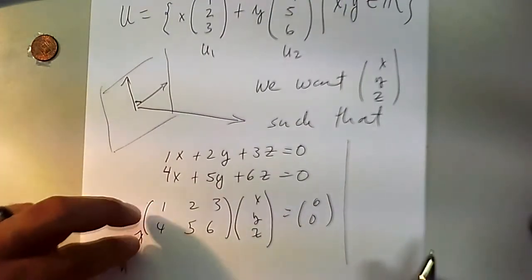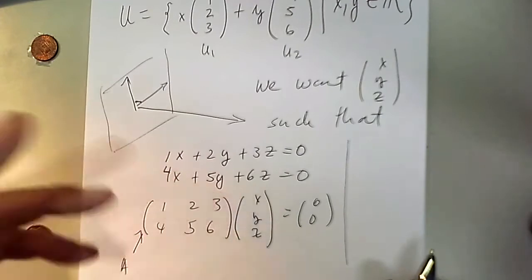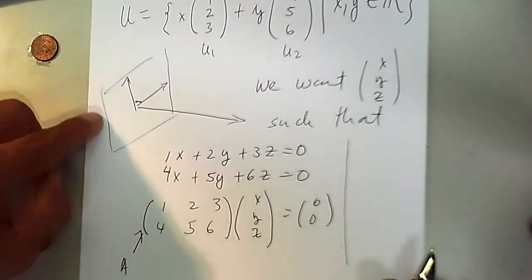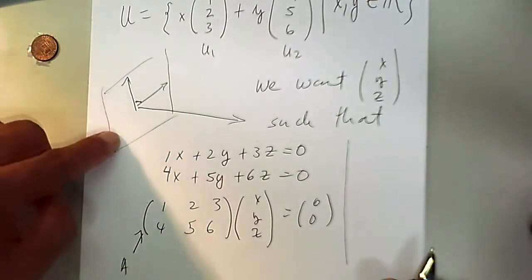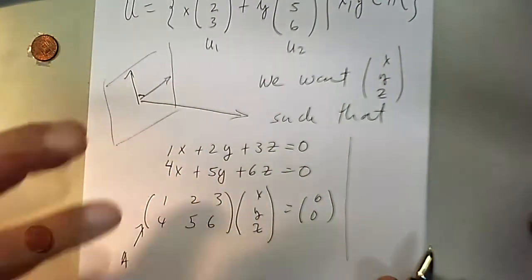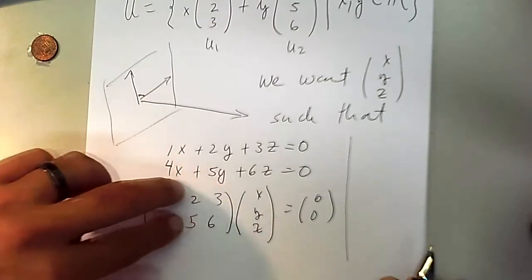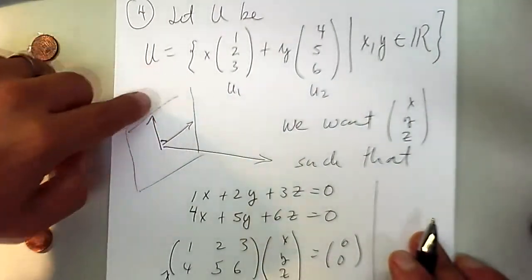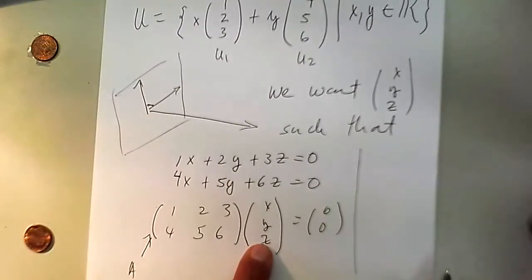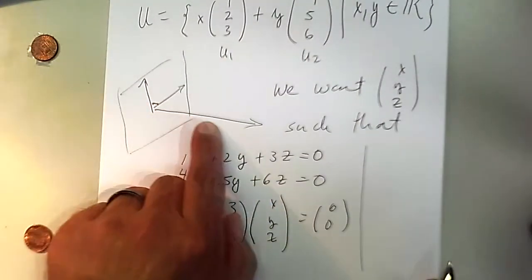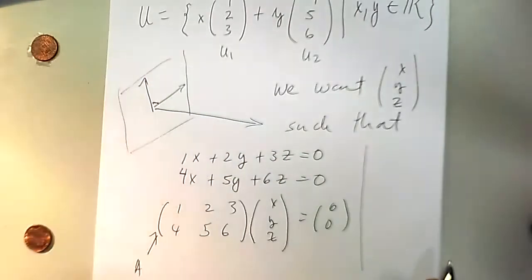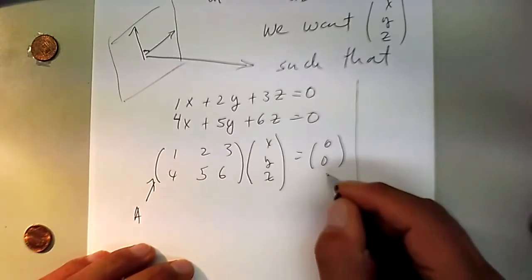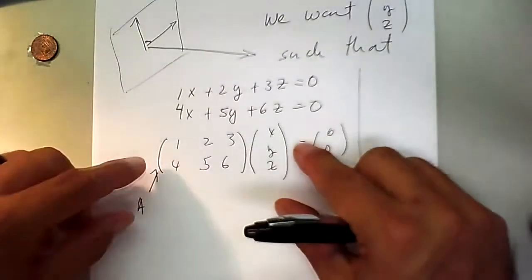Oh, and by the way, the space generated, this is super duper important, the space generated by those rows makes this plane. That is super duper important. The space generated by the two rows, which are those two, make up the plane. The null space makes up the orthogonal complement of that plane. That is always gonna be the case. Okay, let's start solving.